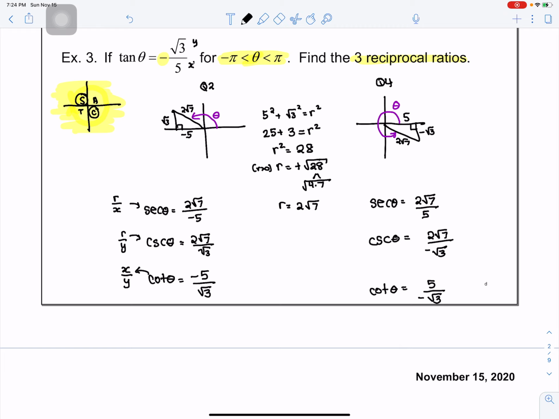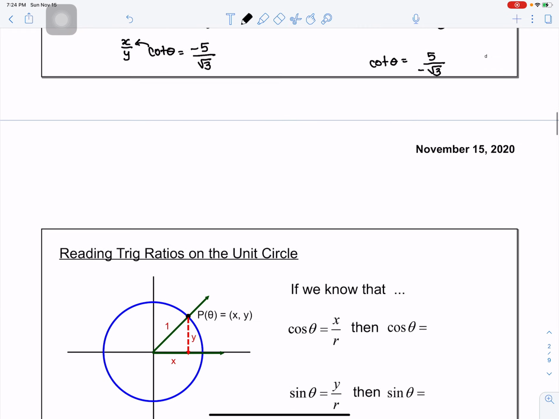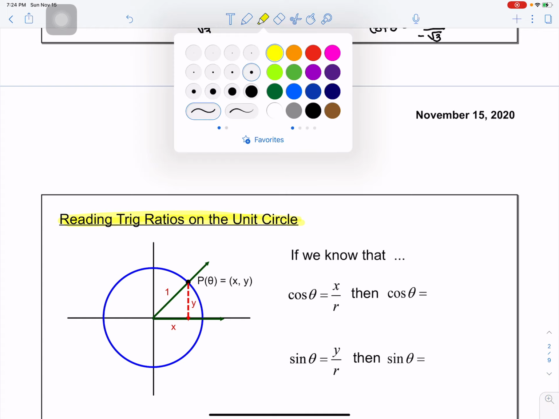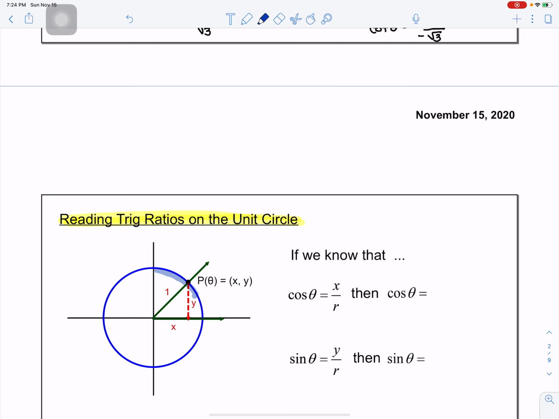Now this again is a repeat of 20-1. What we're going to try to move into is reading the trig ratios on the unit circle. What we know about the unit circle is I put this blue circle around my angle in standard position, and then when I do my terminal arm, the distance from the origin to any outer part of the circle is 1, because my radius on a unit circle is 1.